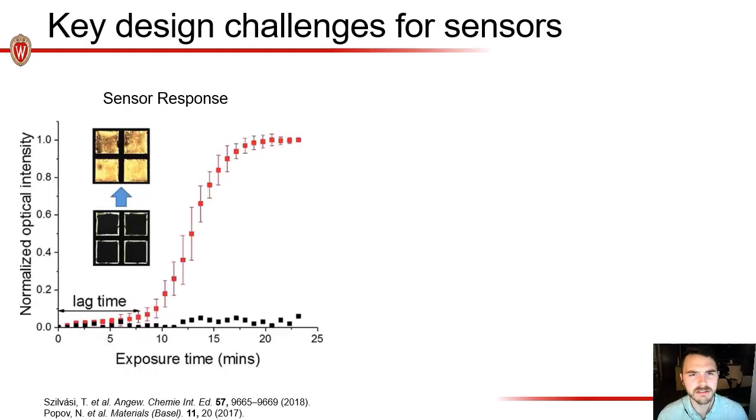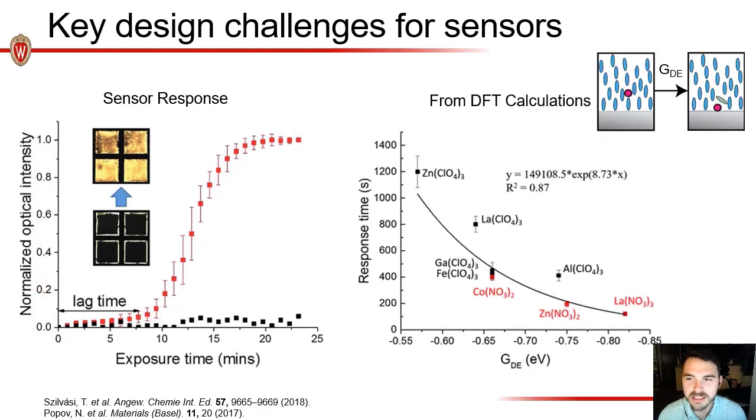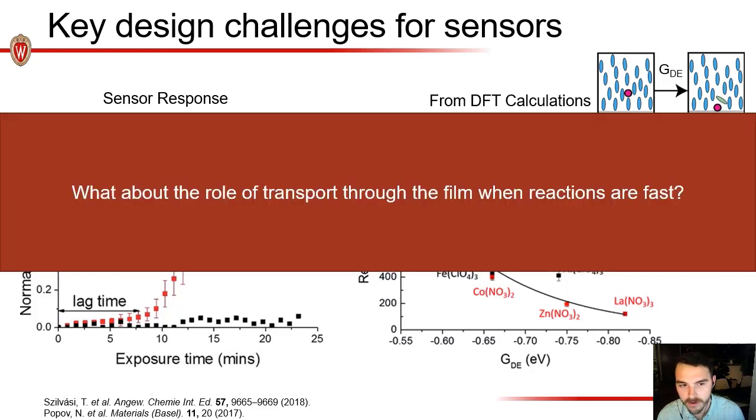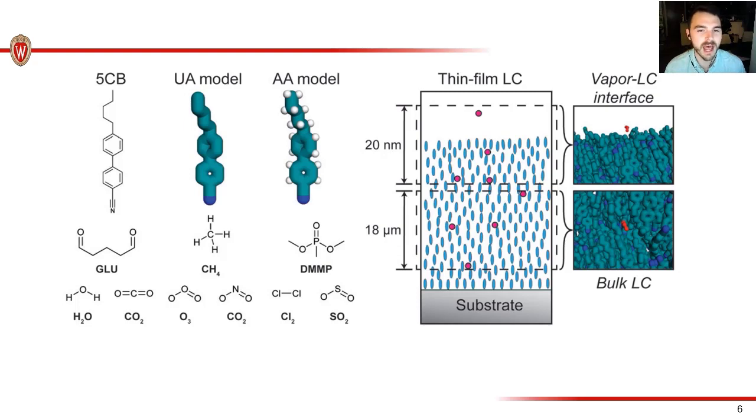So some of the key design challenges for the sensors include the ability to predict the sensor response time. And what this means is if we measure the normalized optical intensity versus the exposure time, we observe the transition moving from 0 to 1 after a certain amount of time. So previous DFT calculations, which only measure the difference between the analyte bound state and the mesogen bound state, can predict the response time from that binding free energy. And this is valid for a reaction limited case. However, we would like to be able to understand the role of transport through the film when the reactions are fast. So in order to measure the role of transport, we use atomistic simulations.